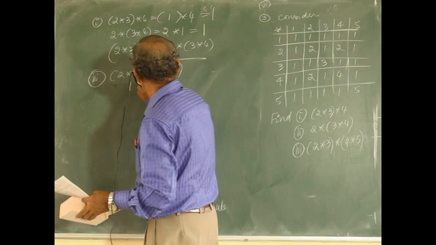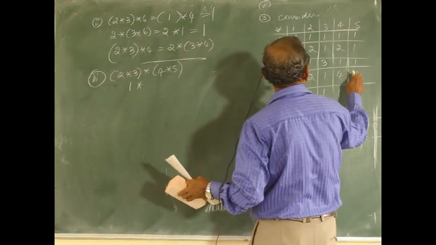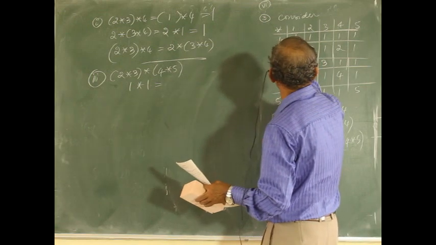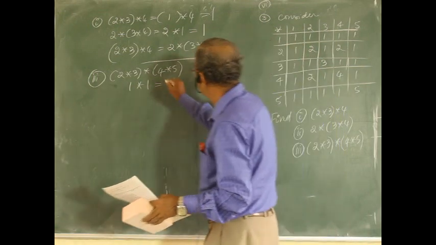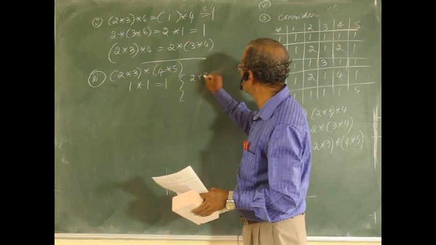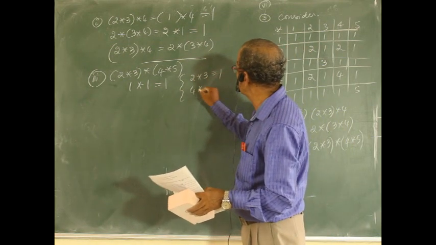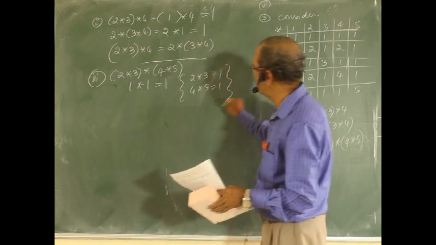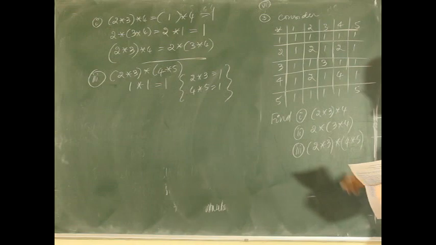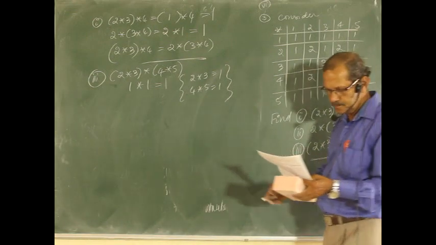1. 4 star 5 is 1. 1 star 1 is 1. Because 2 star 3 is 1, 4 star 5 is also 1, and 1 star 1 is again 1. This one is also over.